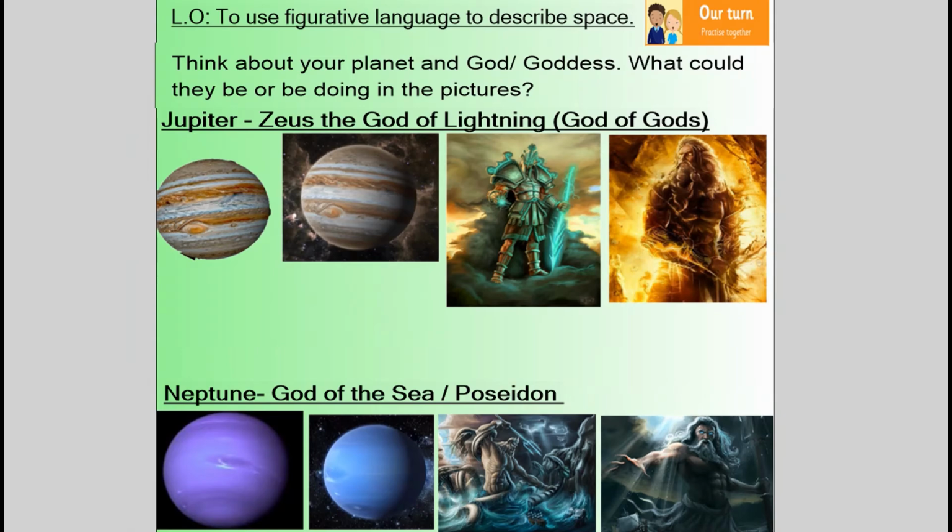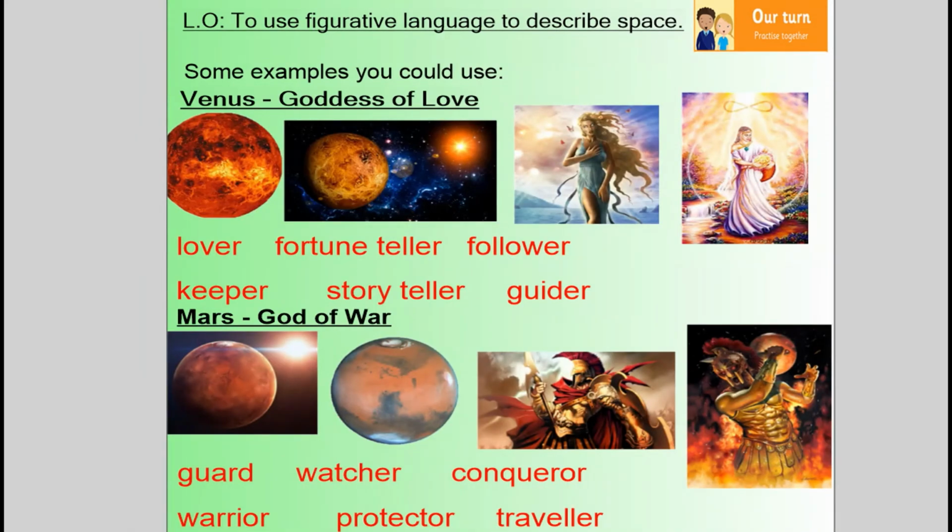Okay, welcome back. Hopefully you've had some time to think about what your god or goddess could be doing in the pictures. But again, if you're not sure, I've got some ideas for you. So, for example, if you've got the goddess of love, Venus, they could be a lover, a fortune teller, a follower, a keeper, a storyteller, a guider. You could use some of the things I've used for the goddess Luna if you are unsure or stuck. For Mars, the god of war, I've used a guard, a watcher, a conqueror, a warrior, a protector, and a traveller. Those are things that obviously any warrior would be doing.